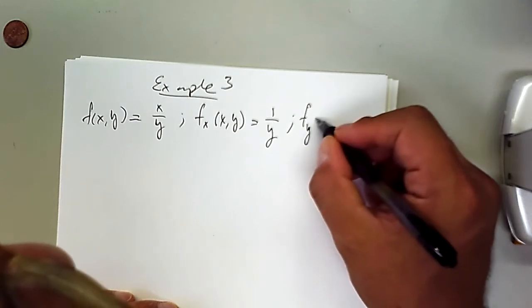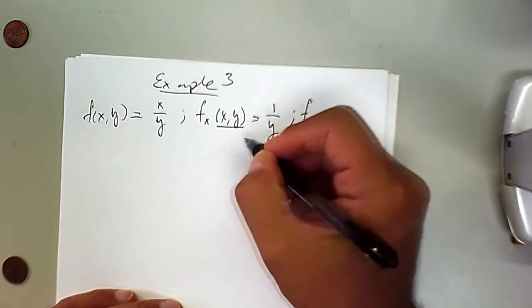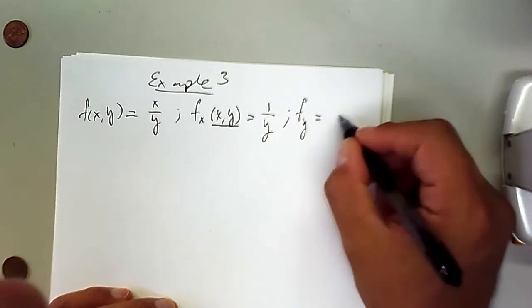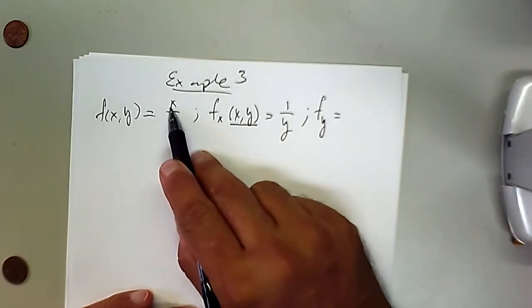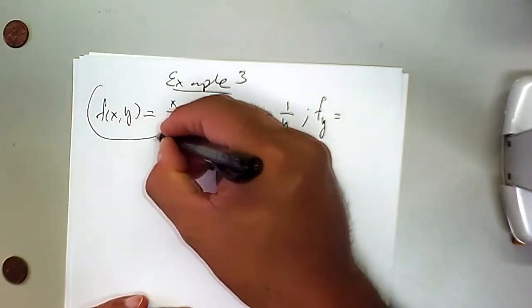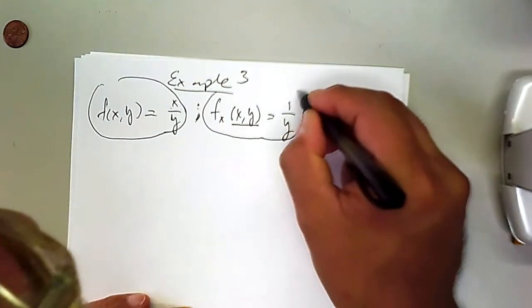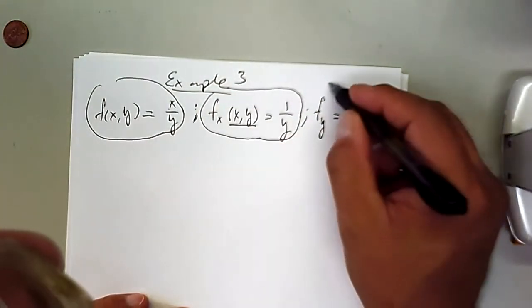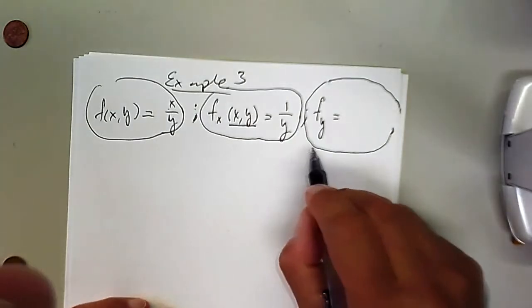Partial with respect to y. Now, sometimes we omit, if it's understood, the x and the y. So since I'm running out of space here, I'm going to omit that. So again, x is the constant here. So these are three different things. This is the original function. This is the derivative with respect to x of the original function. And now we're going to write the derivative with respect to y of the original function.